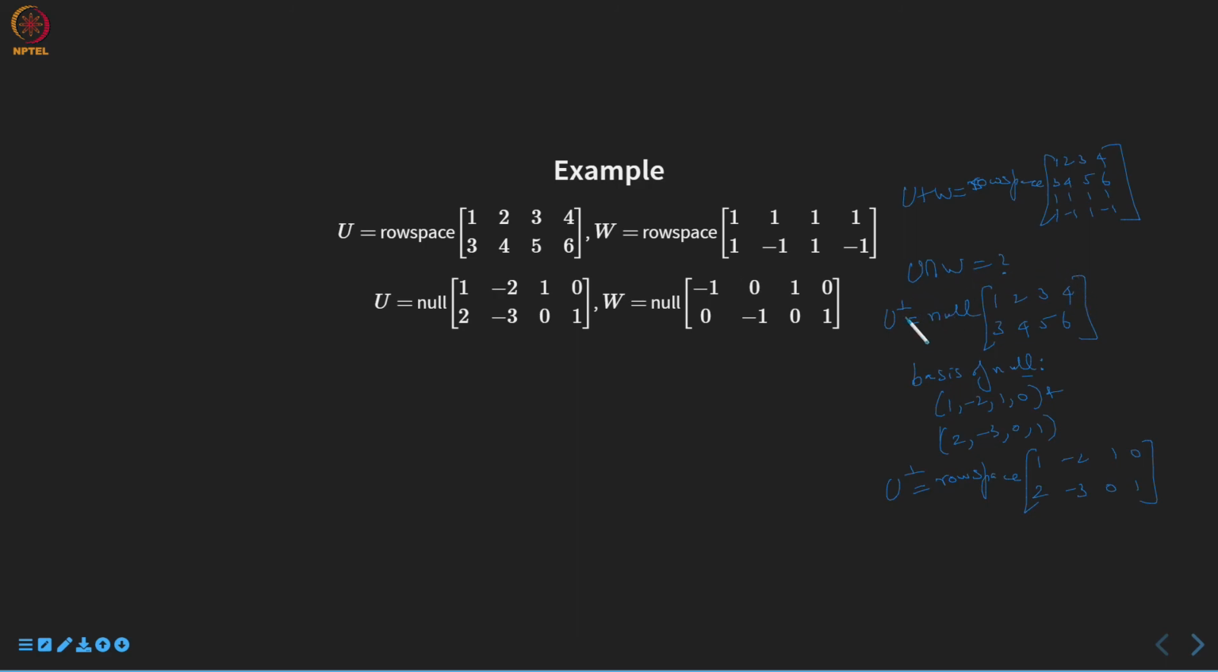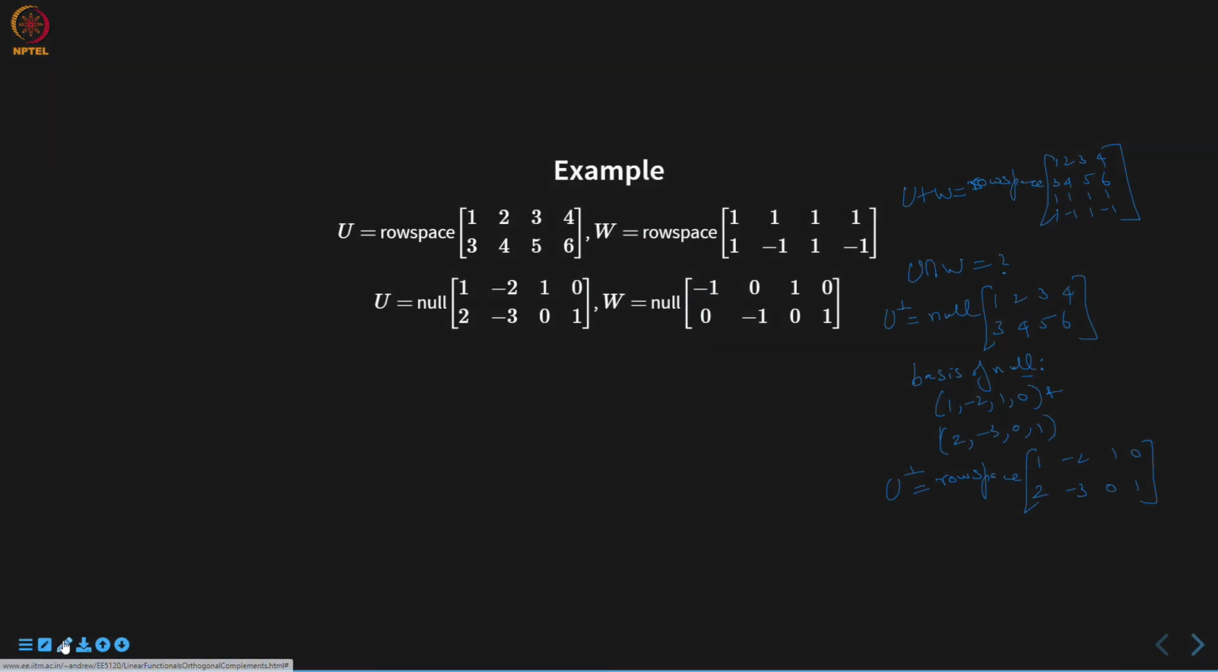So, think about what I did here. I have U, I know U perp is null of that same matrix, I find the basis of the null space, so U perp becomes the row space of this. So, now what will be U? U will be null of this same matrix, that is what I wrote here. Hopefully you get this, this is a nice little connection that you can make between row spaces and null spaces.